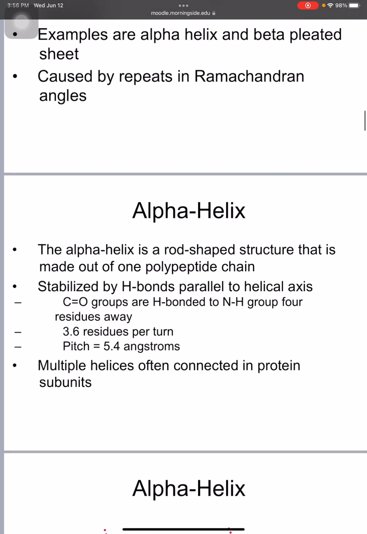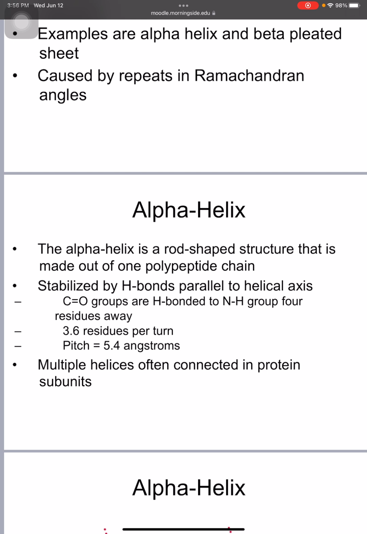Let's take a little bit of a closer look at the alpha helix. So, how is an alpha helix made? All right, first of all, how many polymer chains are in an alpha helix? The answer is 1, right? So, each alpha helix is a chain unto itself. You can have multiple alpha helices bonded to each other or that interact with each other, but one alpha helix is one polypeptide chain. All right.